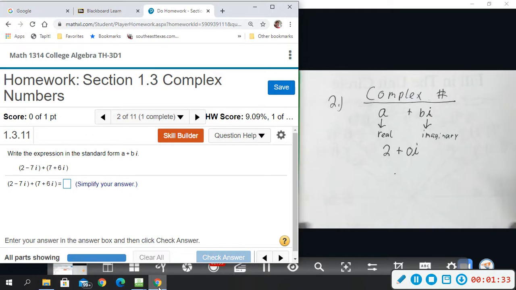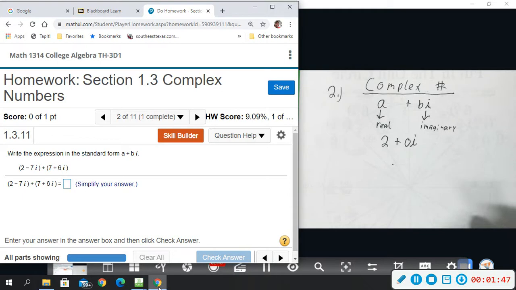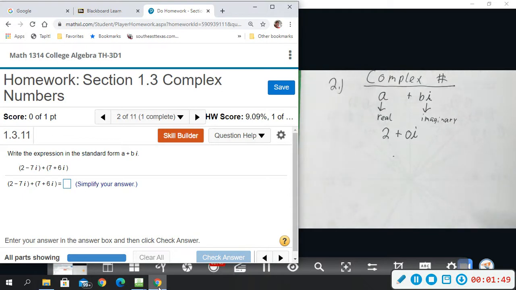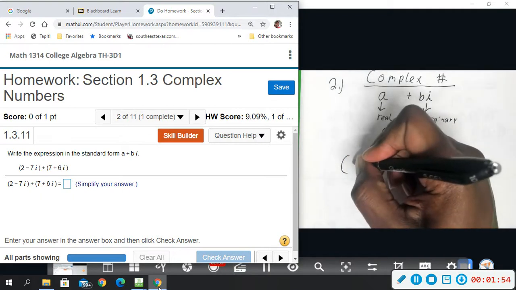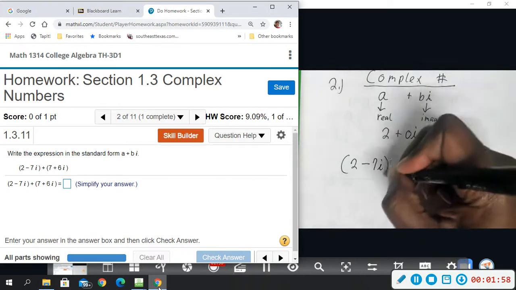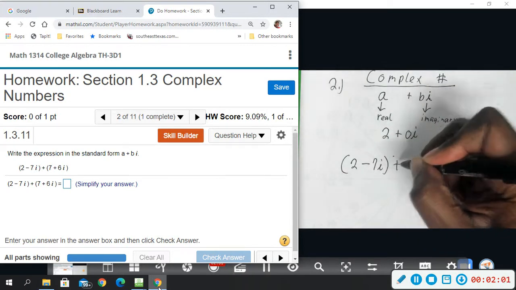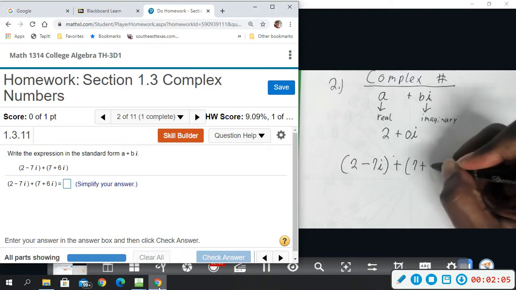So in this case, this i is going to be acting like a variable, just like an x. So just treat it that way and find like terms, and we're going to combine like terms. We're going to show you how i comes about, and then you'll be able to use it and manipulate i as needed. All right, so for this problem, we have 2 minus 7i, and then we have plus 7 plus 6i.